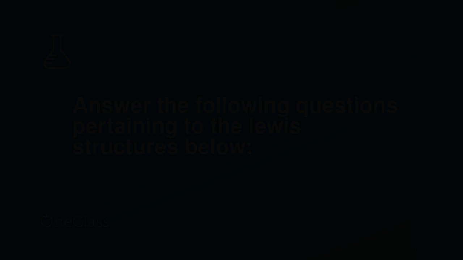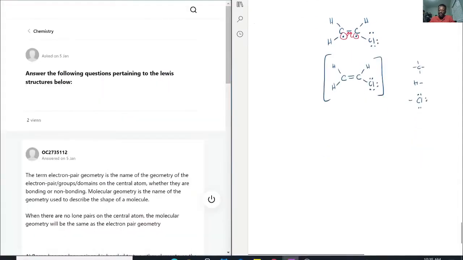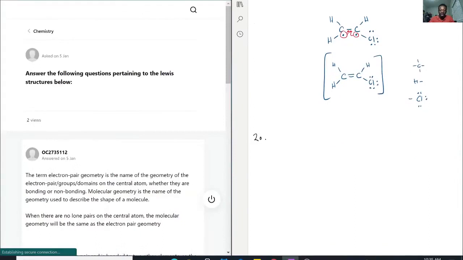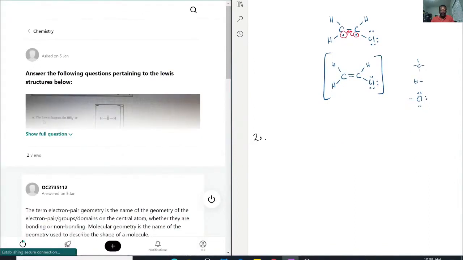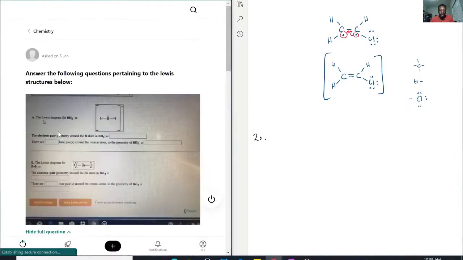Half for question 20. The last question of the day. Okay. And now we want to answer the following questions pertaining to the Lewis structure below. So this is boron dihydrogen. Okay.